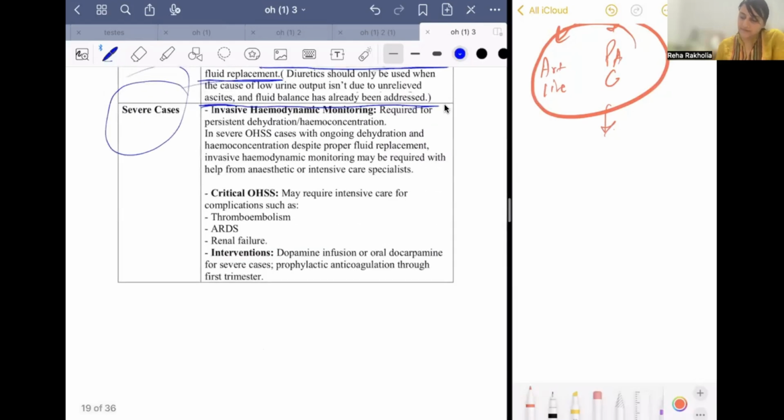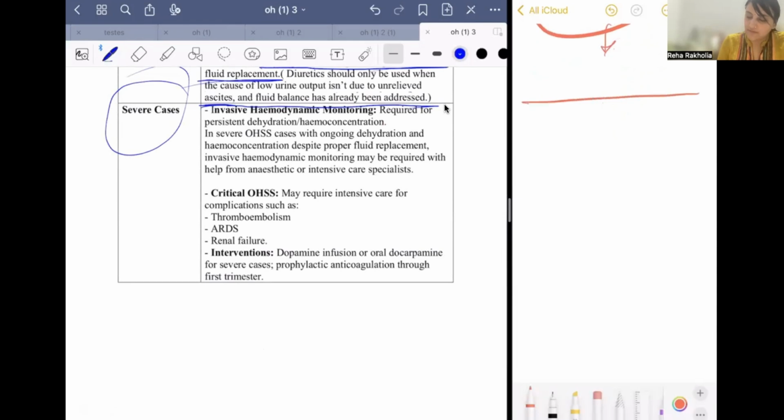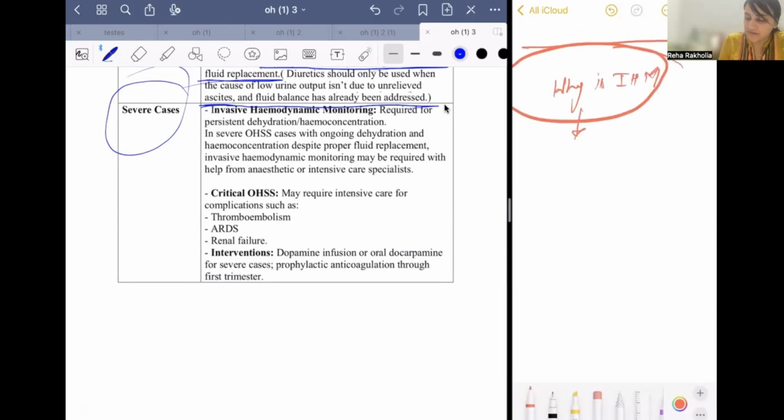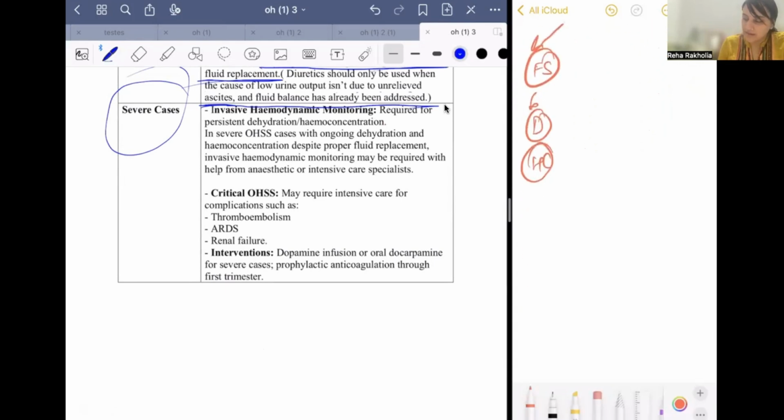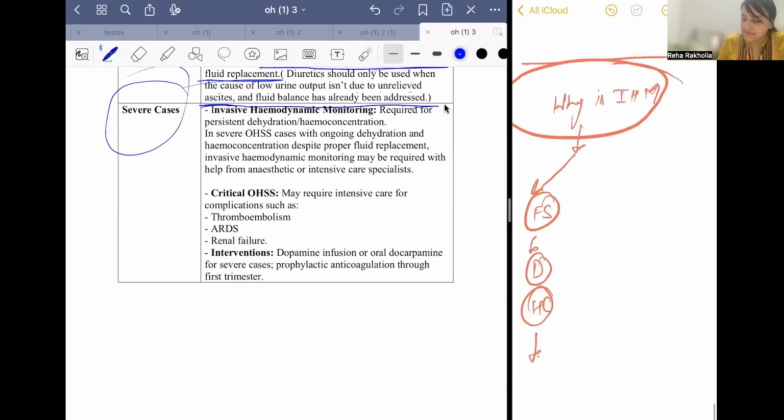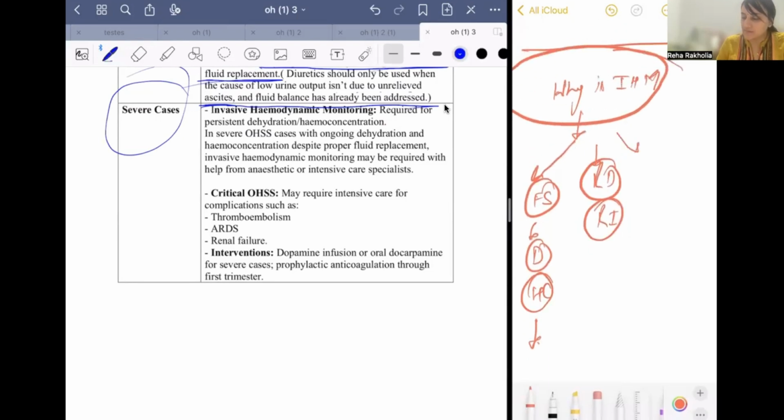Okay. Now, why is invasive hemodynamic monitoring needed? See, in severe OHSS, patients can develop fluid shift leading to dehydration and hemoconcentration. So due to thickened blood, excessive fluid movement into the third space like the abdomen can occur. There may be respiratory distress or renal impairment, okay, due to excessive fluid accumulation, and there may be circulatory collapse in extreme cases.